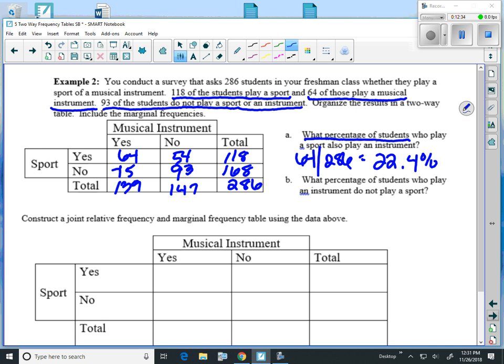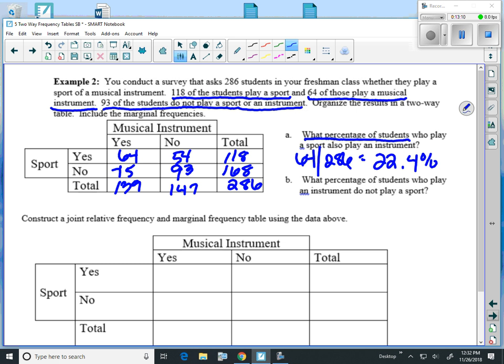What percentage of students who play an instrument do not play a sport? Okay, so, you know what though? I'm looking at this wording. I'm not really thinking I agree with myself. Hold on a second. What percentage of students who play a sport also play an instrument? It should be out of 118, because it says students who play a sport also play an instrument, so it would have to be both. Oh, yeah, okay.